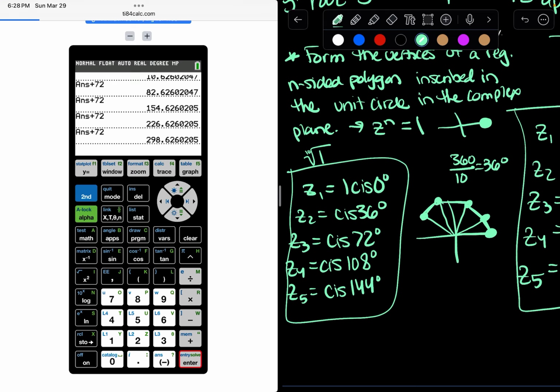So roots of unity, you always start here. In the complex plane, that is 1 plus 0i. And then you add however many degrees from there, depending on which roots of unity you are finding.